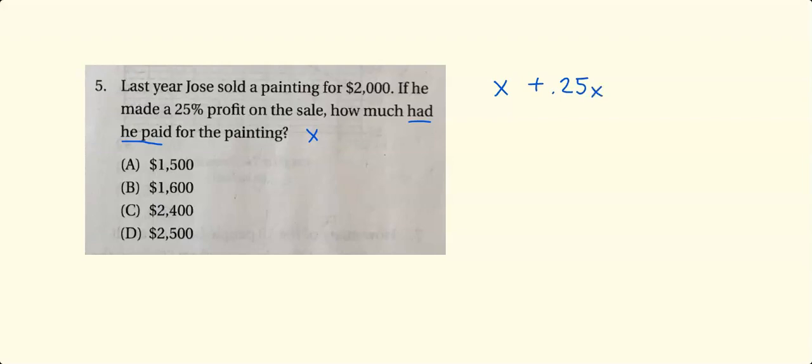So that's 0.25 times the original price, and the total is 2,000. So this becomes 1.25x equals 2,000. 2,000 divided by 1.25, and if we use a calculator, that is going to come out to be X equals 1,600. So the answer is B, $1,600.